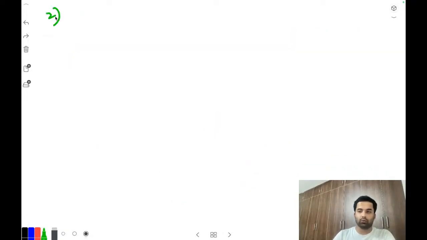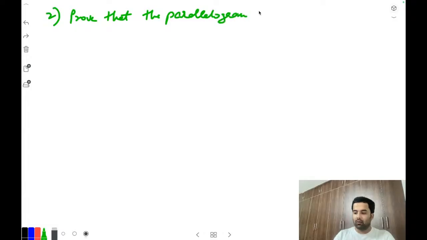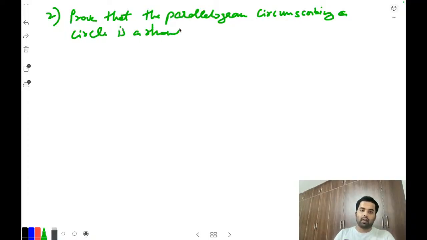Question number 2 is, yes, we have this one. Prove that, the question is of proving, okay? Prove that the parallelogram circumscribing a circle is a rhombus. We have to prove that the parallelogram is a rhombus, okay?